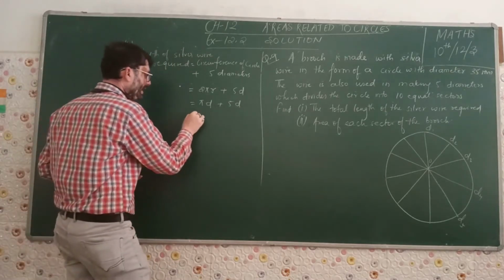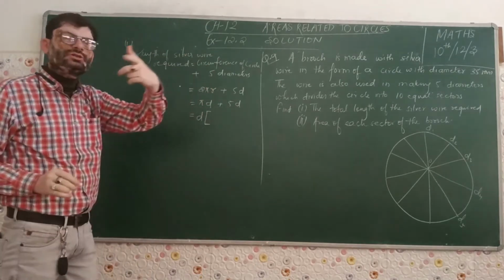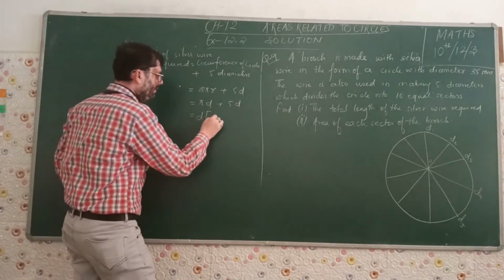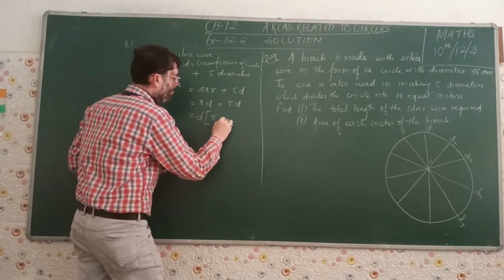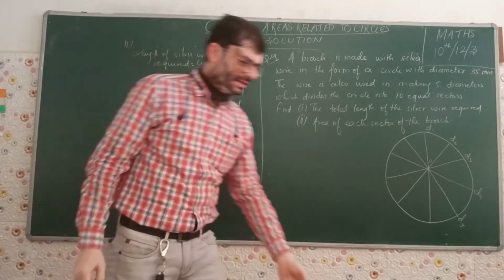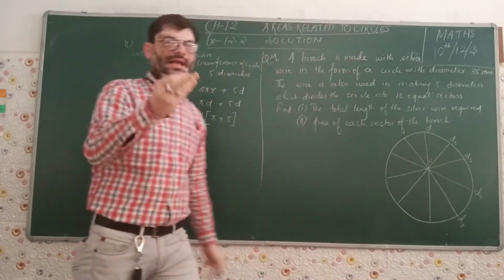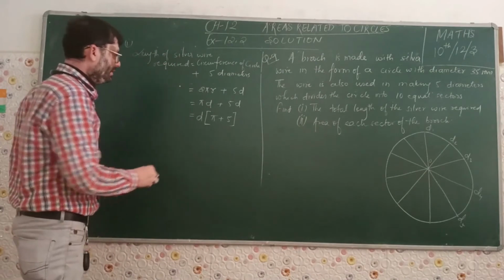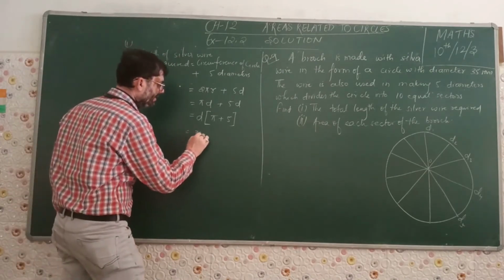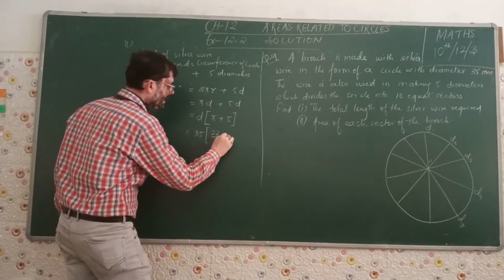Here, you can take d common, or else you can directly substitute the values and solve also. And simplify it. Pi plus 5, d. Is anything given in the book to take the value of pi? No, it's not given. So we can take any value of pi. So diameter is 35 mm. Let us take the value of pi to be 22 by 7 and plus 5.